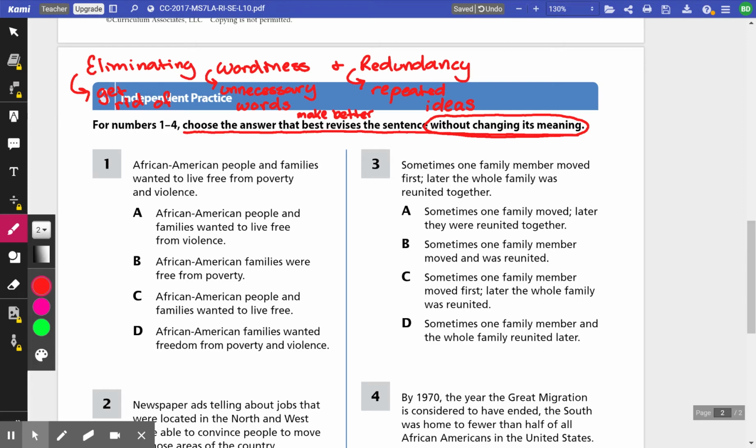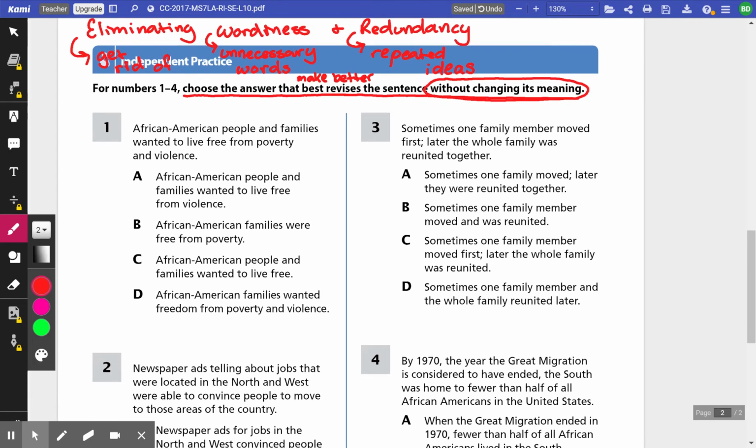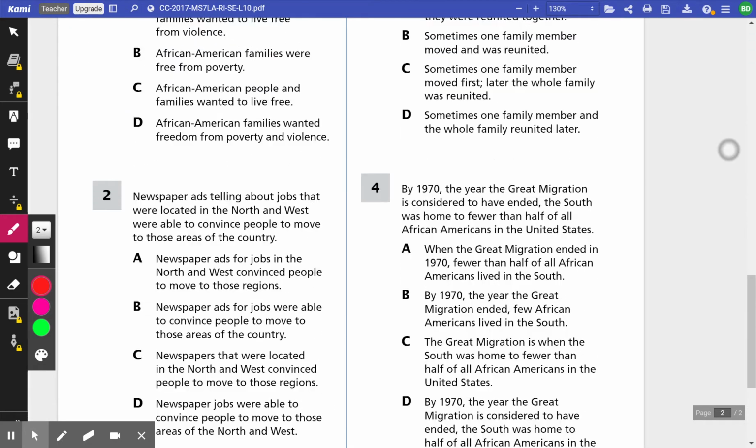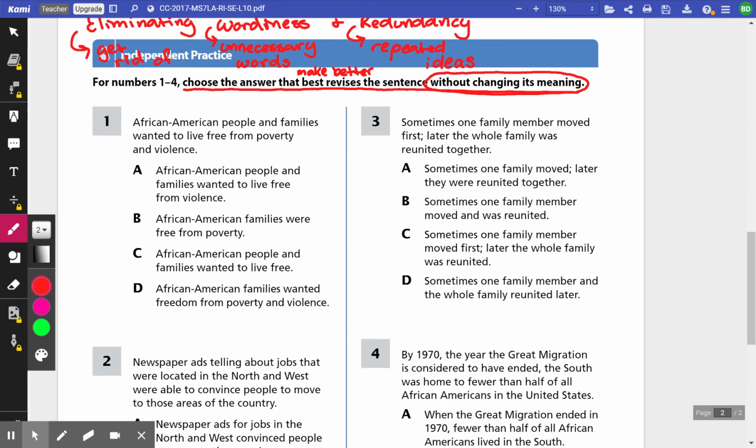However, whenever we are eliminating that wordiness and redundancy, we don't want to change the meaning of the sentence. If we change the meaning of the sentence, then that's no good. We can't change what the sentence means. We're just trying to fix it, make it a little bit better by getting rid of that wordiness and redundancy. You should have already answered all of these on your Google form, and you've probably answered them in your workbook as well. So let's go ahead and go over it.